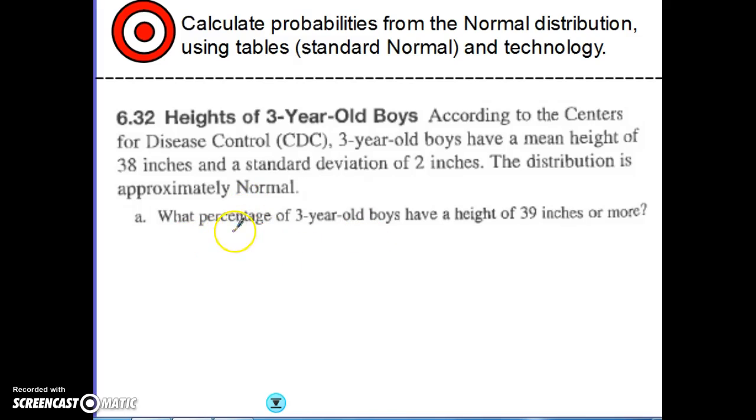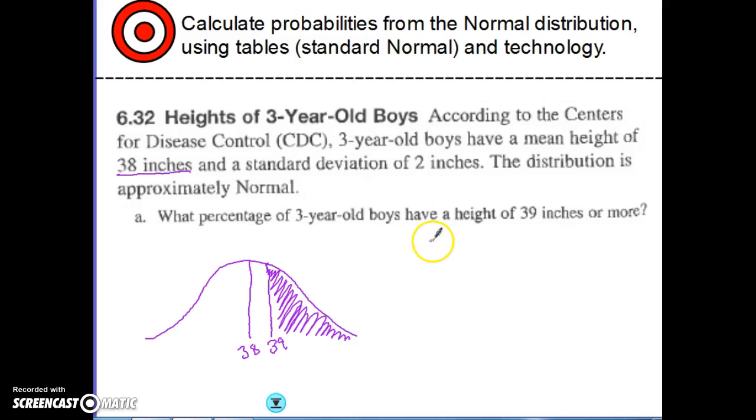Okay. So how many 3-year-old boys would we expect to be 39 inches or taller? Well, let's look at our normal distribution. The mean is 38, so that's going to be right here. Okay, so 39 is not that much taller than that. So here's 39. And I'm looking for those who are 39 or taller. So it's going to be all the ones out here.